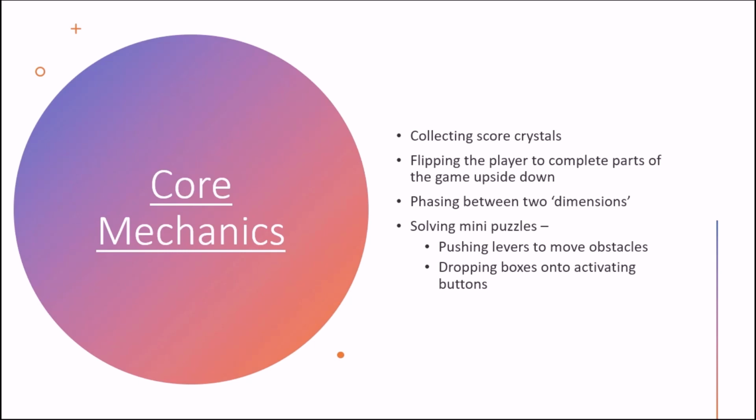Phasing between two dimensions. The reason it says dimensions like that is simply because it's on a 2D camera. So as it's on a 2D camera, the player can phase out of these dimensions, kind of click on an icon or interact with an icon in the level, and this will allow them to access platforms that they previously weren't, and then solving mini puzzles. So touching the levers to move obstacles out of the way, and then dropping boxes onto buttons that activate certain things.